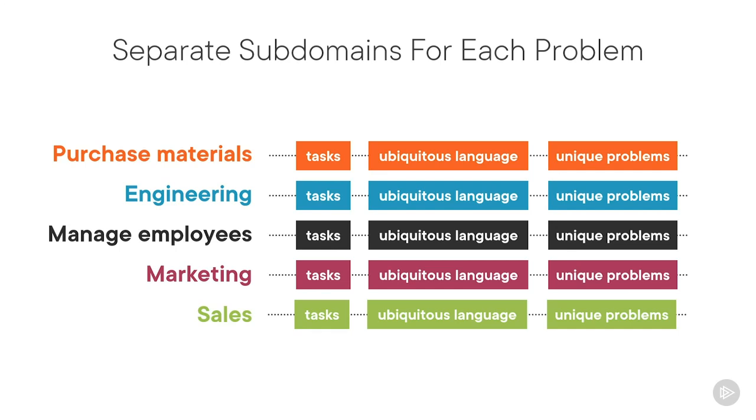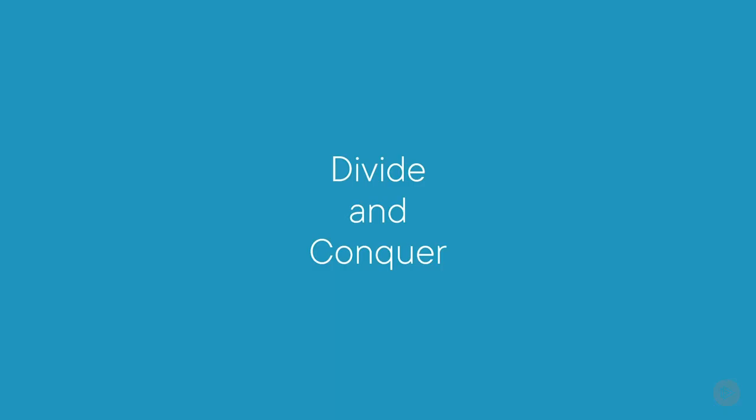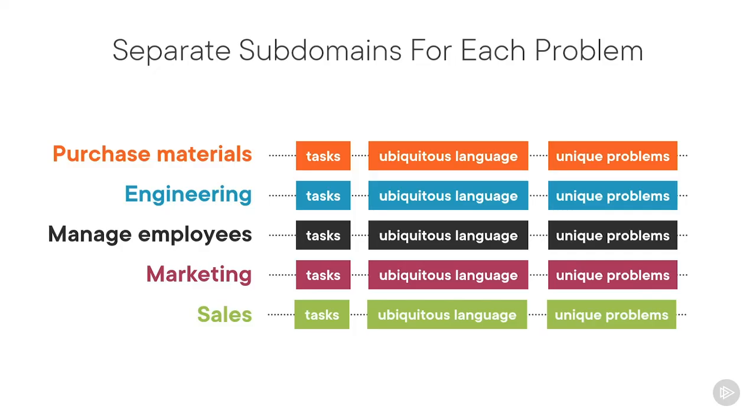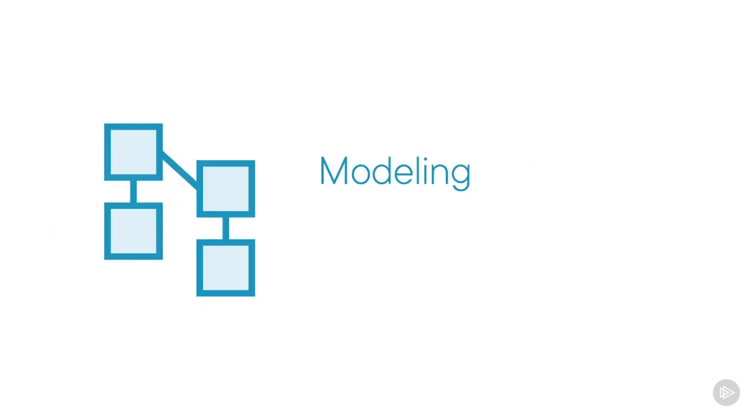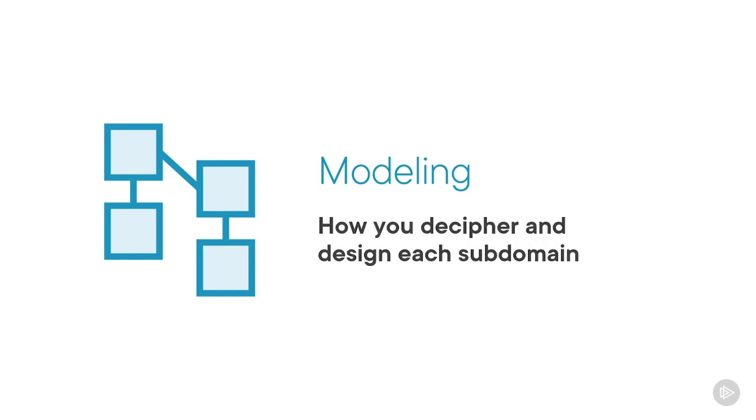Many applications just try to do too many things at once. Then adding additional behavior gets more and more difficult and expensive. With DDD, you'll divide and conquer. By separating the problem into separate subdomains, each problem can be tackled independently, making the problem much easier to solve. This lets us focus on the problem of employee management separately from the problem of sourcing materials for producing the spaceships. The term modeling is important in DDD and refers to how you decipher and design each subdomain.